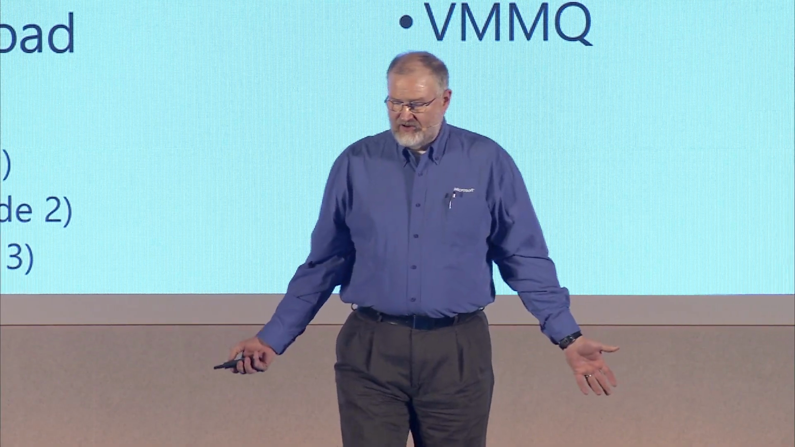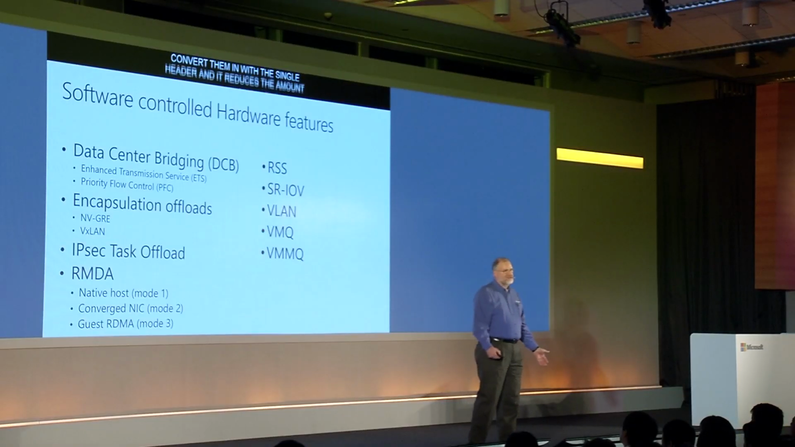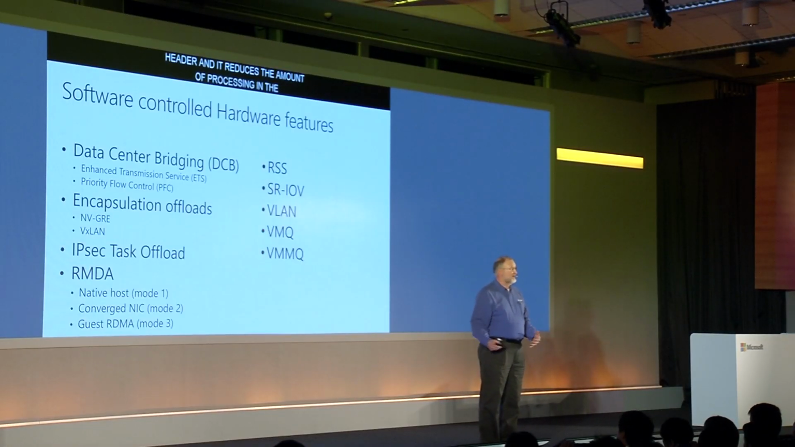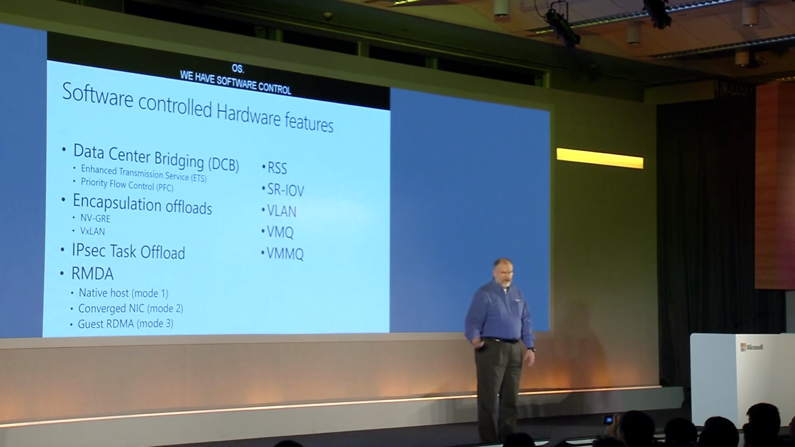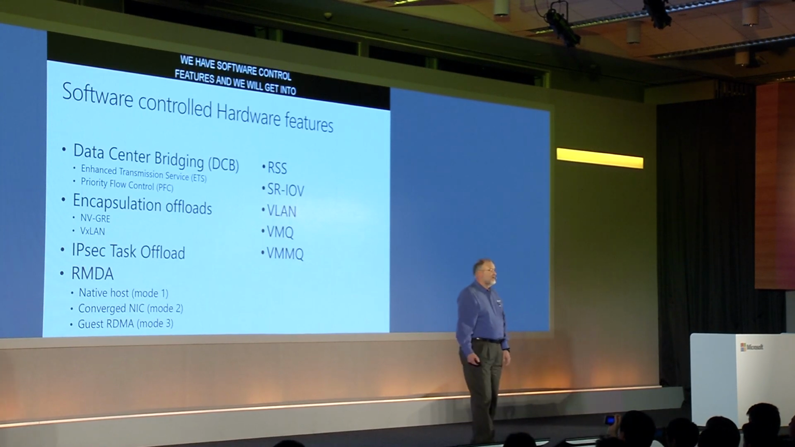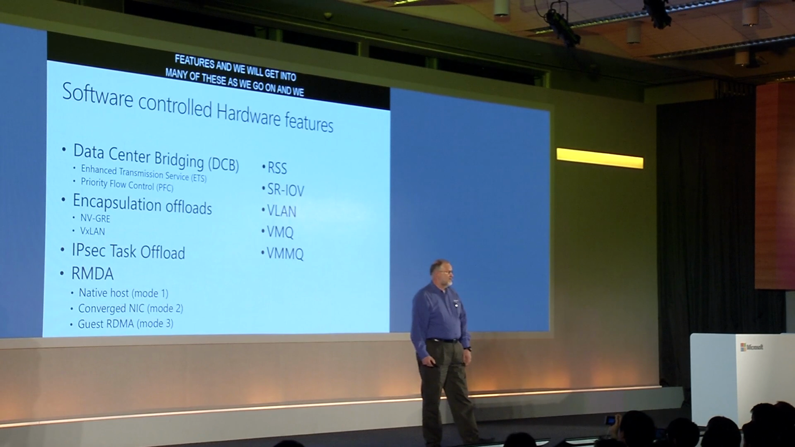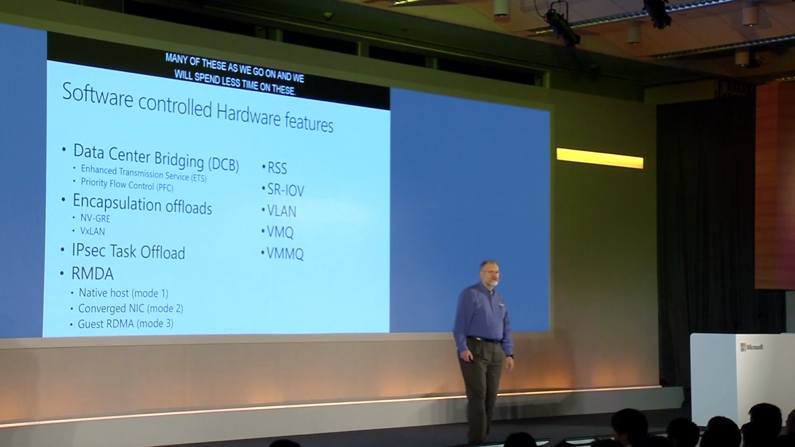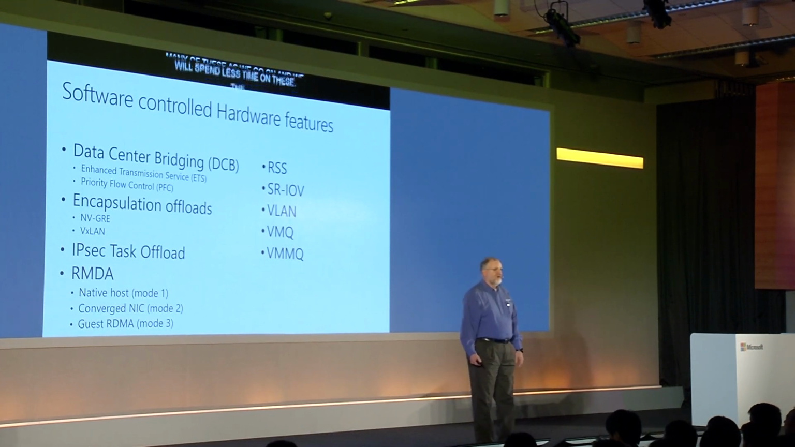We also have software-controlled features, and we're going to get into many of these a little bit more as we go on, so I'm going to spend a little less time on these. Data center bridging. Data center bridging is a technology that was first invented for Fibre Channel over Ethernet. Fibre Channel needs a technology where it can send packets in a lossless environment. As you may know, Ethernet is not a lossless environment, although these days with fiber and high-speed switches, it's much closer to that.